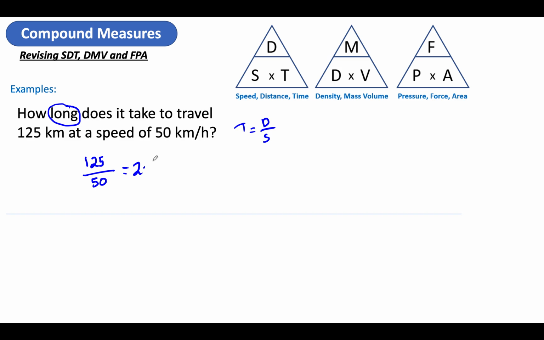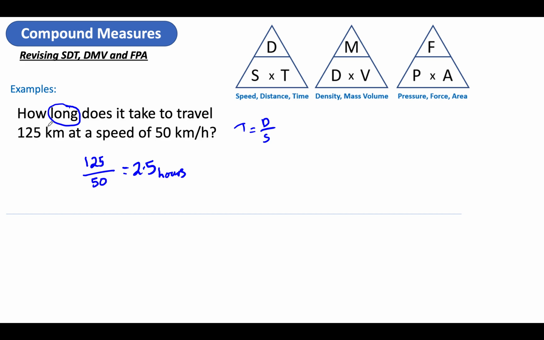2.5 what though? This is the tricky thing that some people find a bit hard: what units am I going to use? Well, look at the question and just use the units for time that are already in the question. And the units for time I've got here are hours. So this is 2.5 hours. In fact, it's a good thing to remember: the units must match. I've got kilometers over here and I've got kilometers per hour. That means I can do my straightforward calculation.